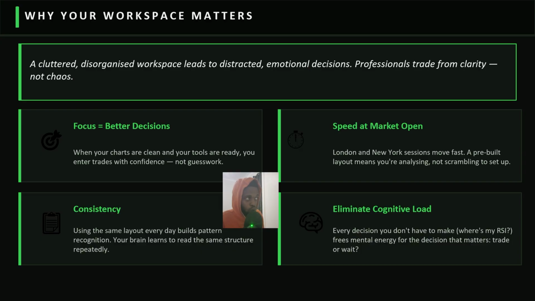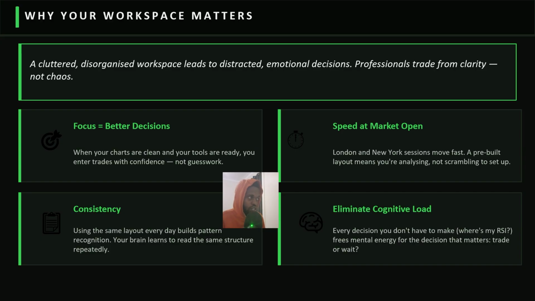So why workspace really matters. A cluttered, disorganized workspace leads to distracted, emotional decisions. Professionals trade from clarity, not chaos. As we said, here we are dealing with money. Every decision you make, you wager money on it. So any slight mistake, any disorganization, any cause of fatigue will lead to losses. So it's very important for a trader to have a very, very organized workflow.